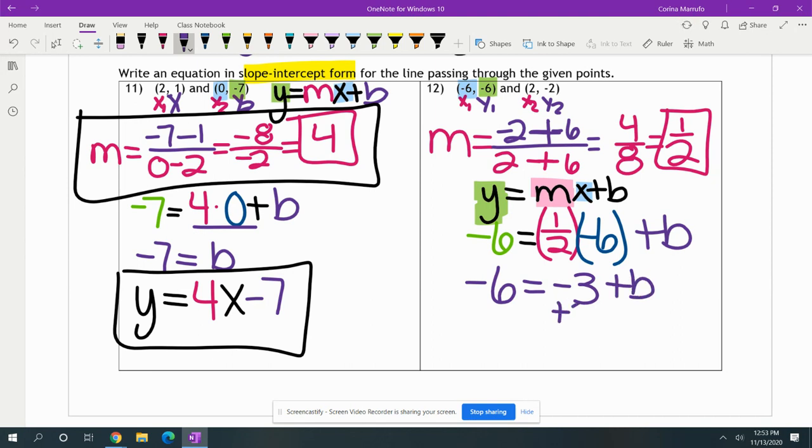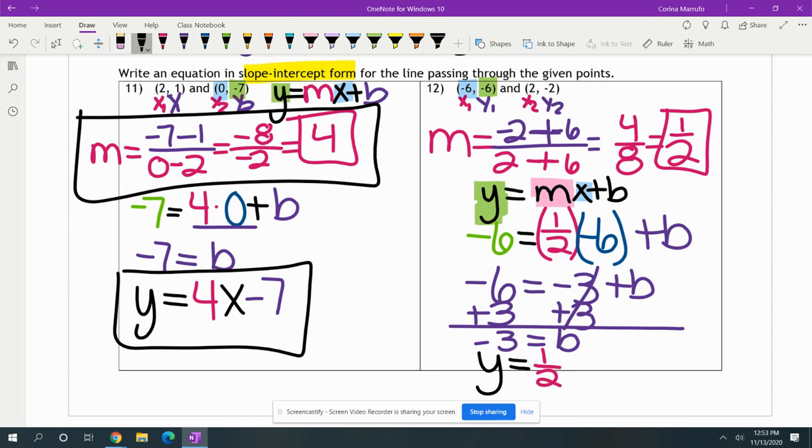And to solve for b, we're going to have to move this 3 to the other side by adding a +3 to it. It cancels it out. A -6 plus 3 gives you -3 equals b. So now we're ready to plug it into our formula. We have y equals, our slope that we found is 1/2 x. And then because our b is a -3, we don't put plus, we put -3.